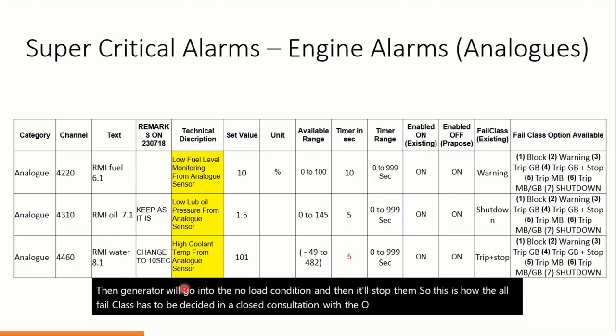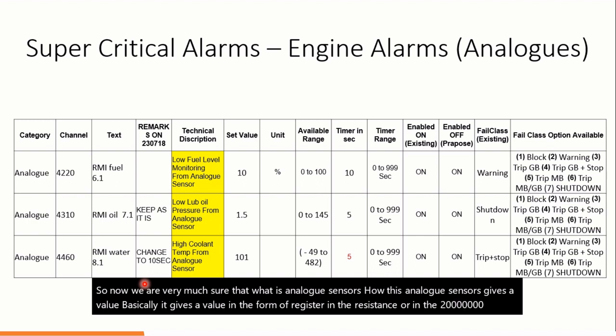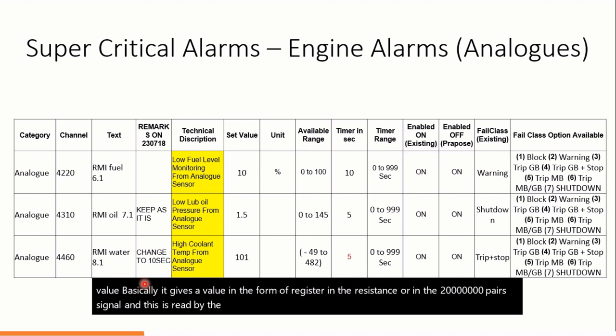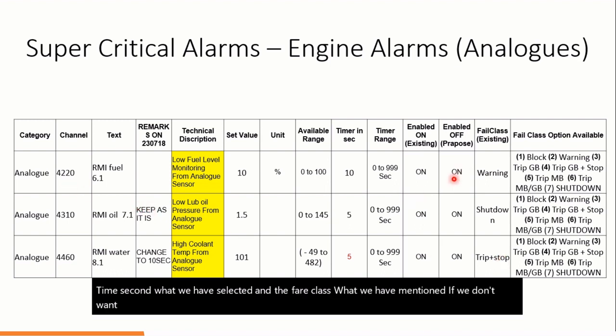Now we are very much sure what the analog sensors are and how these analog sensors give a value. Basically it gives a value in the form of resistance, or in a 20 milliampere signal, and this is read by the controller, and then the controller takes an action based on the set value, the time in seconds we have selected, and the fail class we have mentioned. If we don't want this to take any action, then we can simply make it off here, so it will not work if we do not enable it. All these alarms we have enabled here.